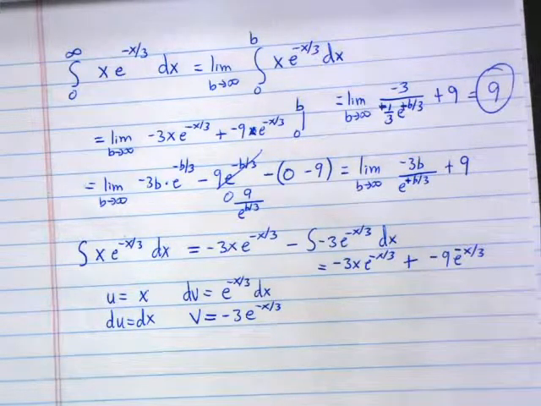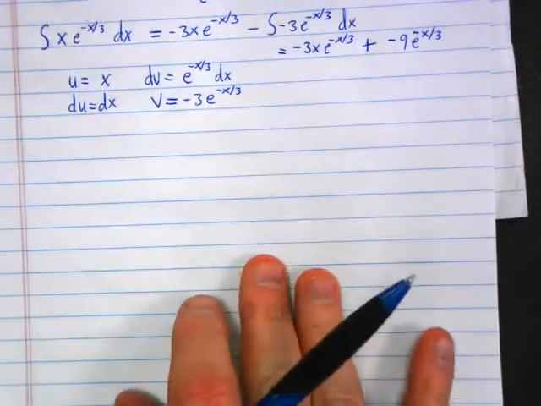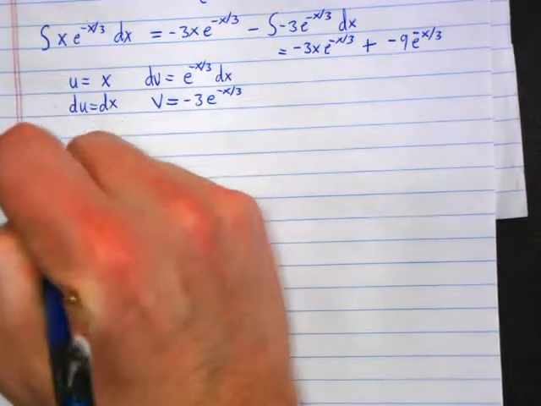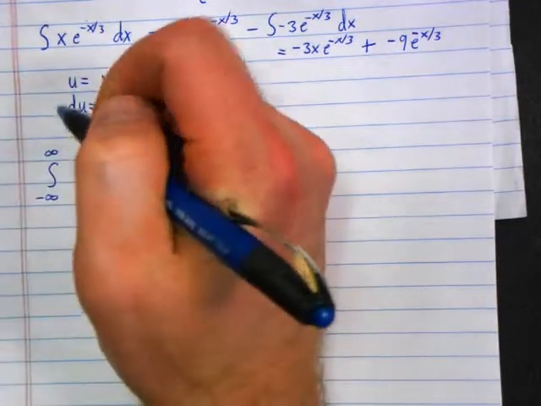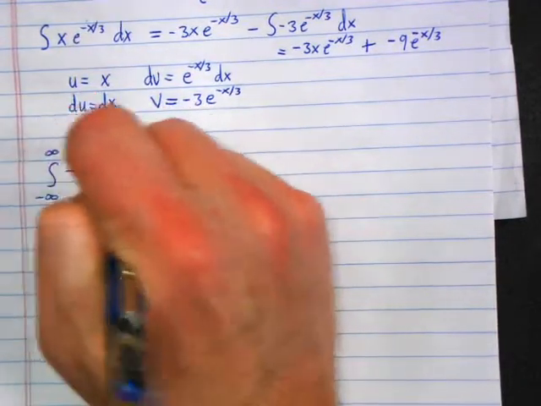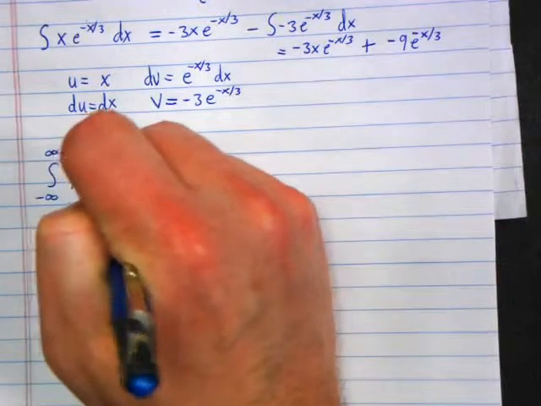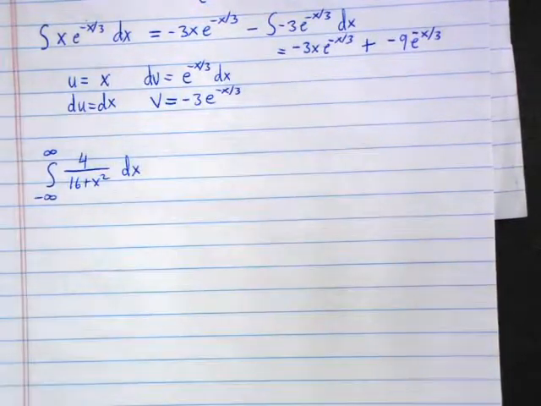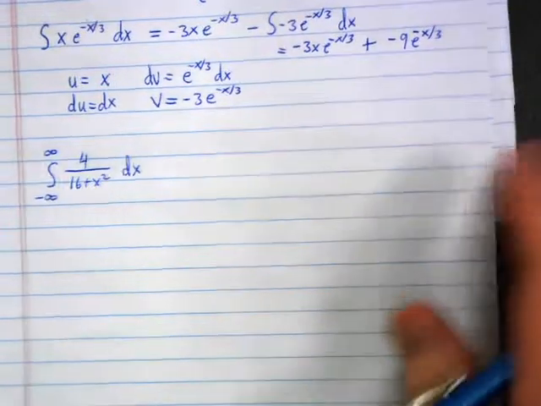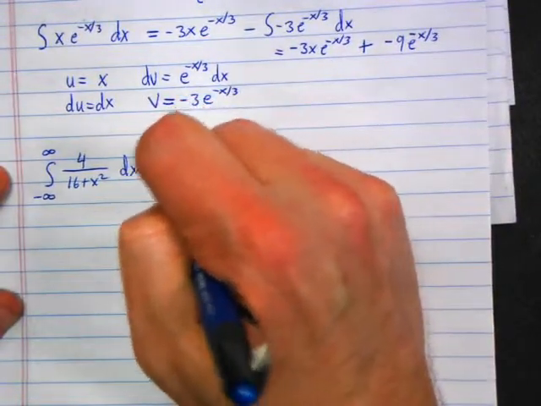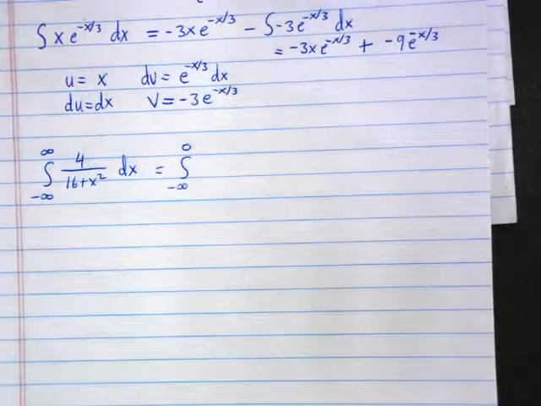All right, let's see. Do they have one here that has a negative infinity in it? I only see one. Guess we do that one. The integral from negative infinity to positive infinity of 4 over 16 plus x squared dx. All right, this one we got to split into two integrals. It's going to be the integral from negative infinity to, we pick our favorite number. We're going to use 0.